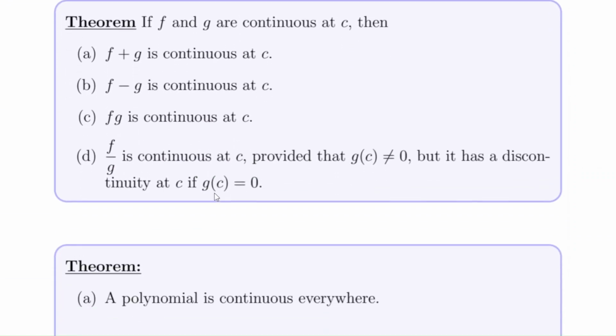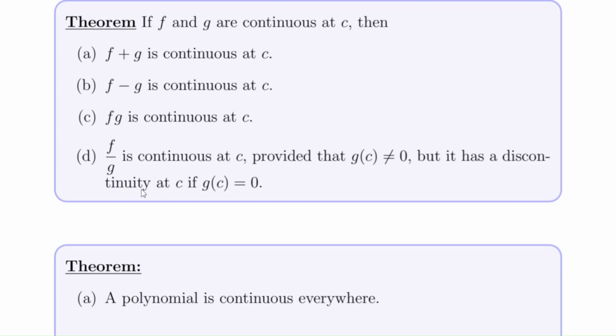Okay, let's look at a couple of theorems. First of all, if f and g are continuous at some point c, then f plus g will be continuous at c. Or think of it as, suppose f and g are continuous everywhere, well, then f plus g will be continuous everywhere. And same thing with f minus g and f times g. So adding, subtracting, multiplying continuous functions is still going to preserve the continuity. Now, dividing will preserve continuity as long as we're not dividing by 0. So f over g will be continuous at c, provided that g of c is not 0, provided we're not dividing by 0.